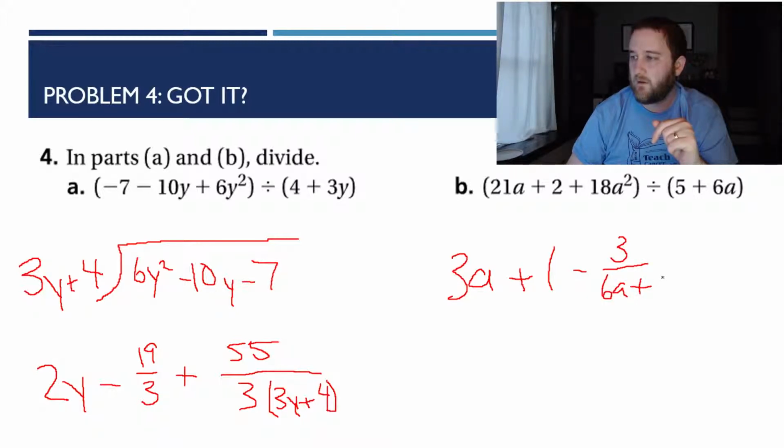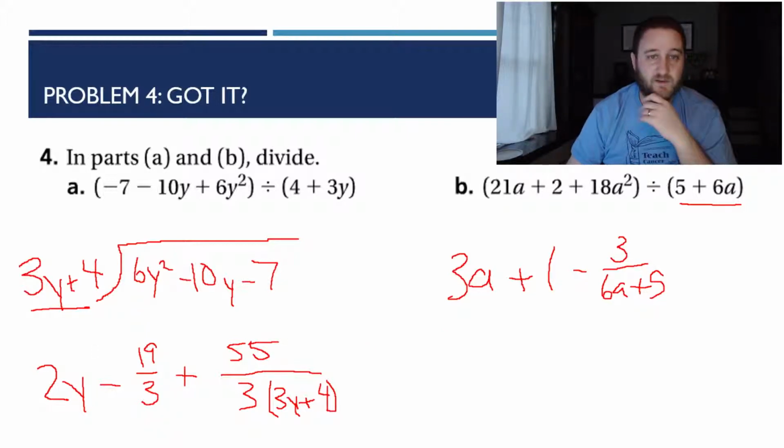So you got remainders in both of these at the end. Your remainder should have been 55 over 3 for the last term, and then you put that over the 3y plus 4. So the 3y plus 4 just goes on the bottom of the fraction. Over here, again, we have a remainder of negative 3, so you put that over the 6a plus 5. All right, so those are the two problems.